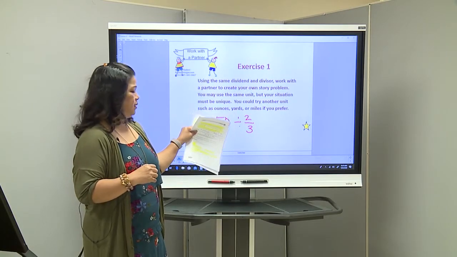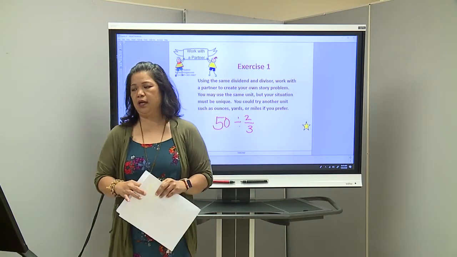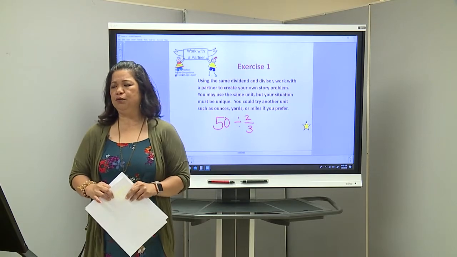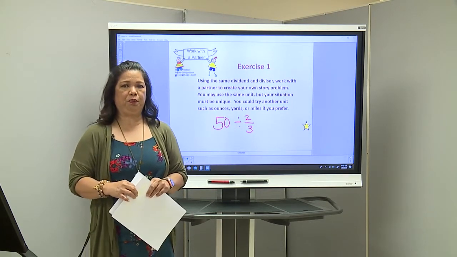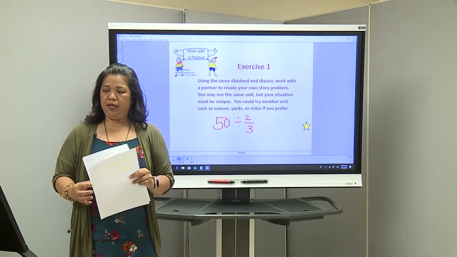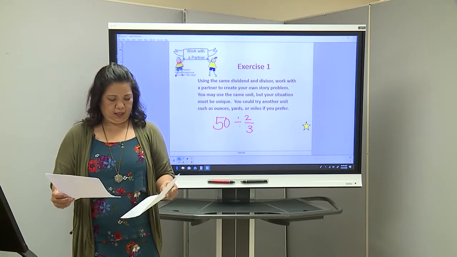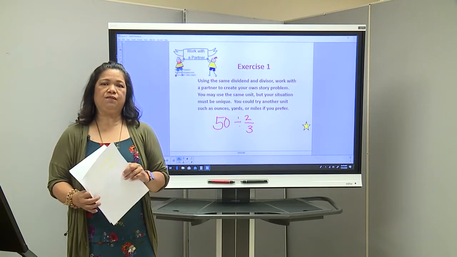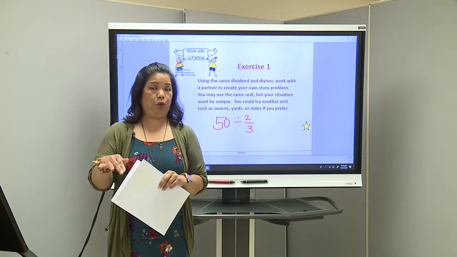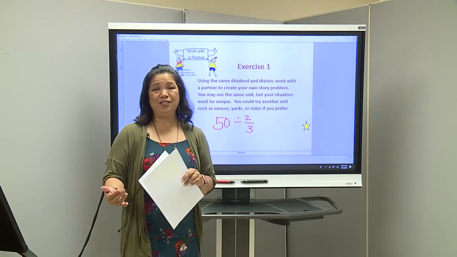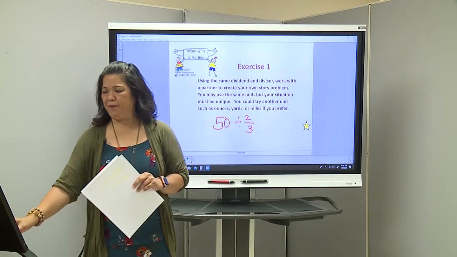In that example, we used the dollar as our unit, but you can use other units as well, like ounces, yards, miles, whatever you prefer, okay? So go on ahead and write your own story problem for 50 divided by 2/3. Now, if you're watching on YouTube, you can pause this and come back with your answer. All right?